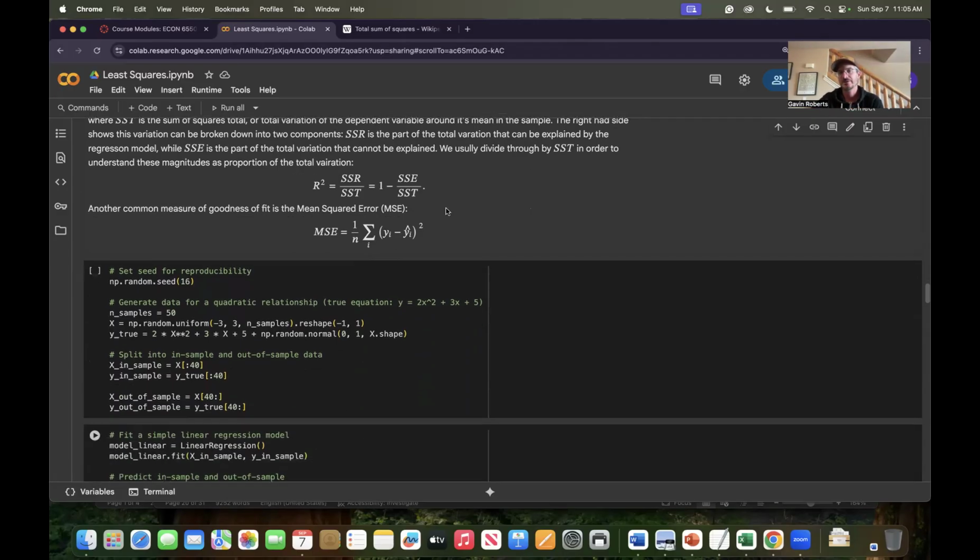I'm not going to derive that or anything. It's just this. Take what my guess was, y hat, compare it to the actual value, square that, and take the average miss. So this is just the average squared miss in the data, basically.